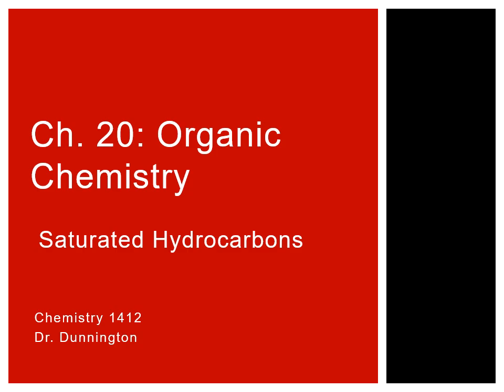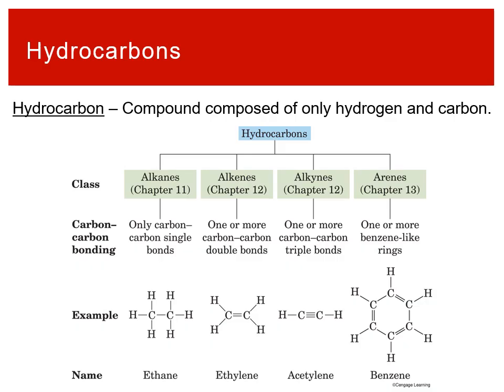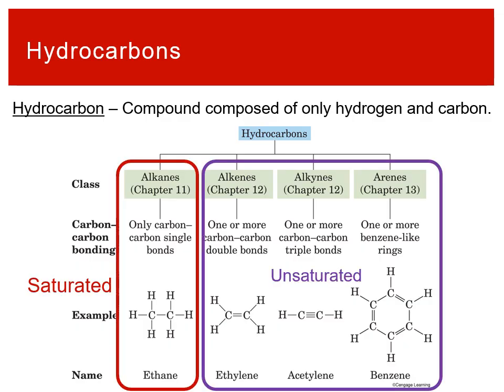Now we're going to get into actually talking about some types of organic molecules, and we'll start with saturated hydrocarbons. A hydrocarbon, as the name implies, is any compound that's composed of only hydrogen and carbon. There are a couple different classifications of hydrocarbons, but there are two main ones we want to talk about: saturated and unsaturated hydrocarbons.